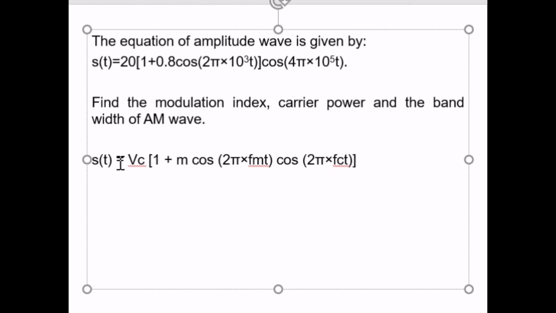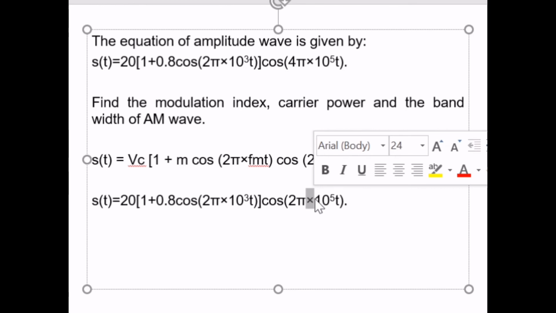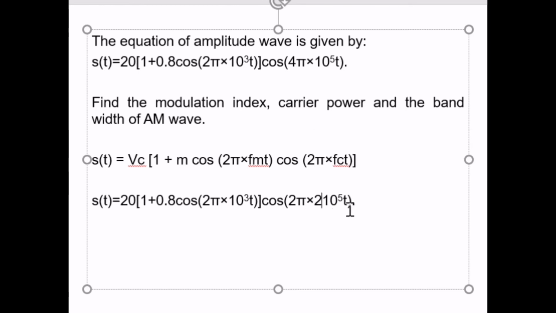So if you compare this equation to the given equation, there's a small difference at this number only. So this is 4π and this is 2π. So you have to modify this equation to make it easier to understand. So this should be 2π. So you need to add 2 times 10^5 t. So this is similar. Okay, we already have a similar equation.